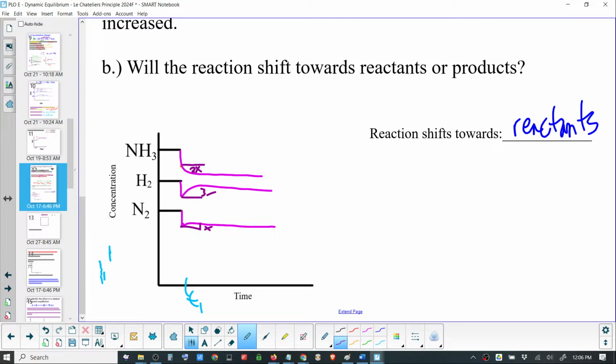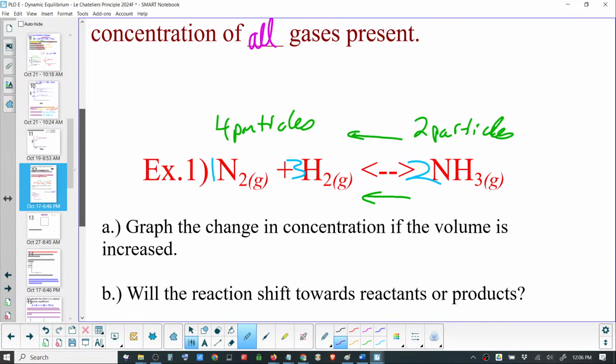So we're going to shift towards the side. If you decrease the pressure, you shift to the side with the most molecules, particles. If you increase the pressure, which way would it shift? To the right, where it has less particles. It would try and offset that change.